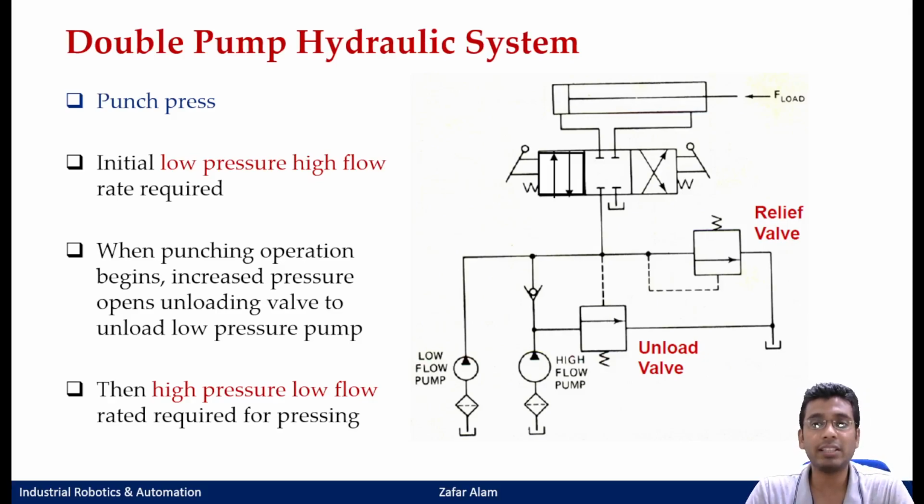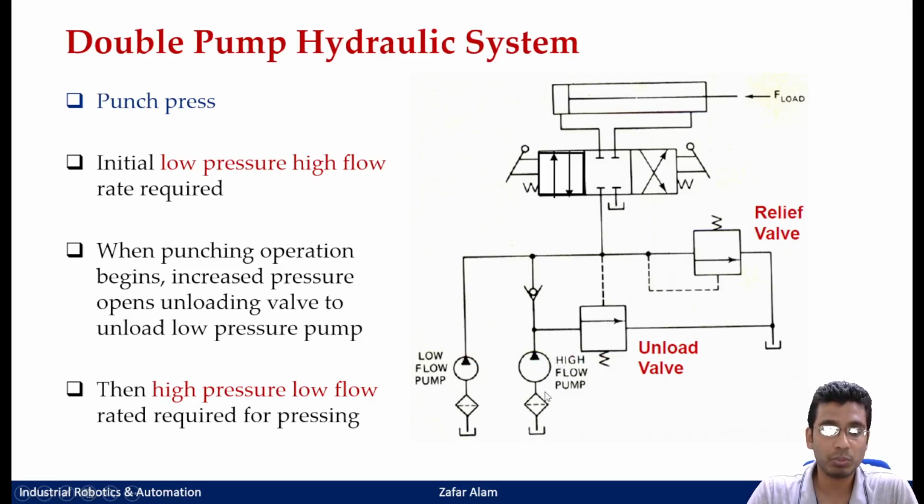Before that, till the cylinder does not make any contact with the workpiece surface here, at that time it does not require any high pressure to function. So in this case what we do, we have a combination of a system. That means we have a high pressure pump. A high pressure pump would always be a low flow pump, whereas a low pressure pump would always be a high flow pump.